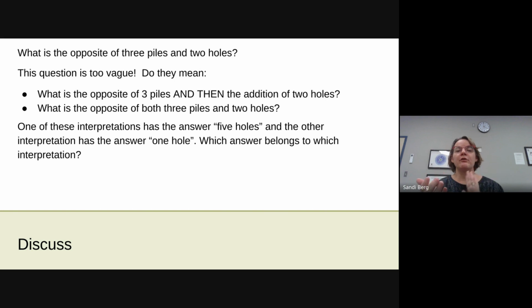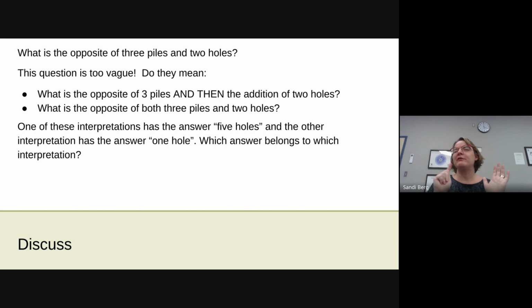So I've got 3 holes and 2 piles, so I would end up with 1 hole, and then I can play with that. And some students might do the 3 piles and 2 holes and then find the opposite of all of that, or they might do the opposite of each of those.